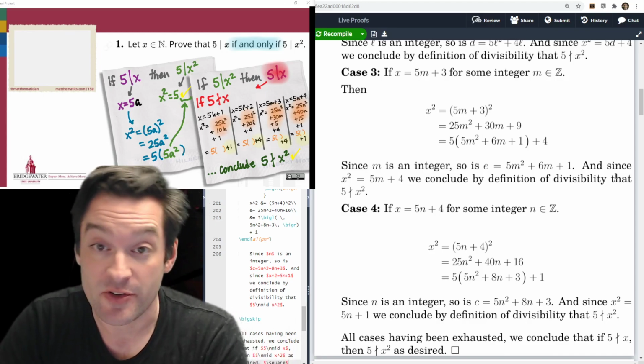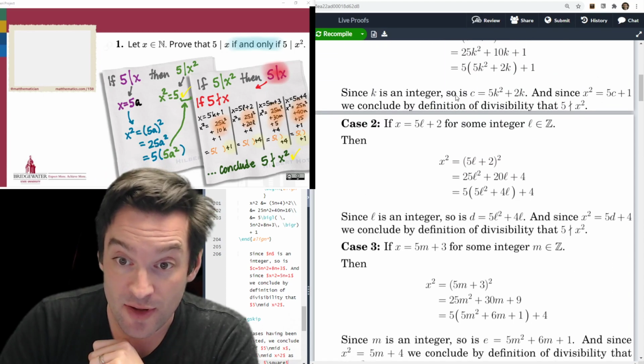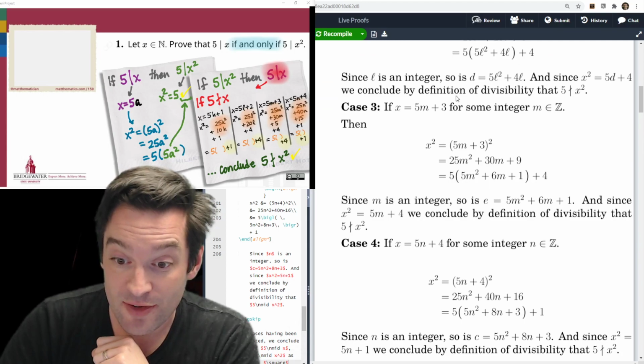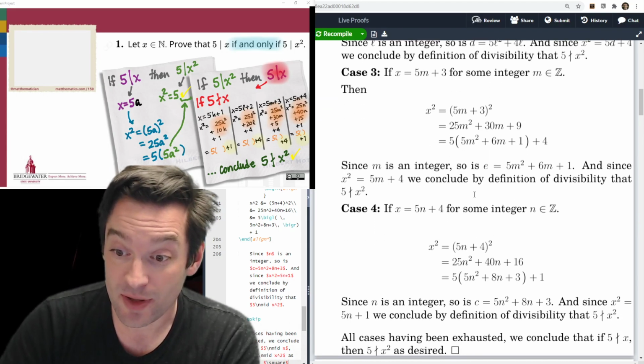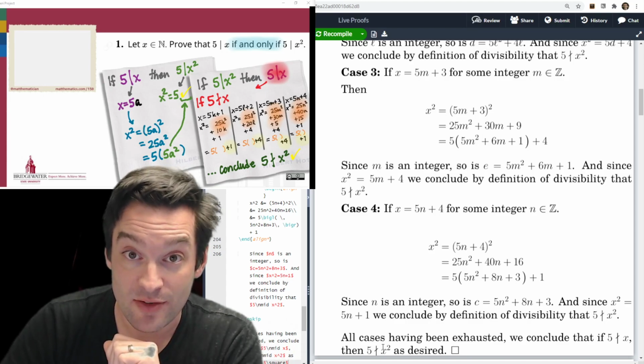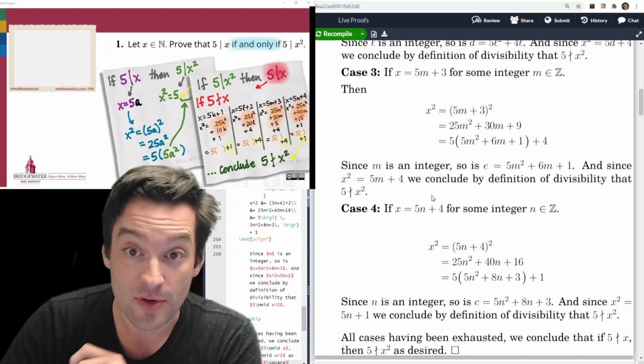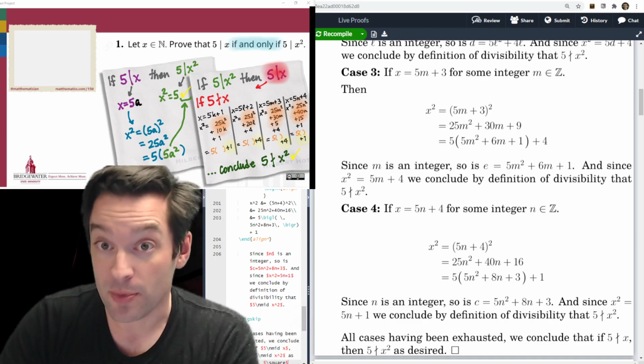So by definition of divisibility, 5 does not divide into x squared. And since we've done that for all 4 of our cases, and those cases exhaust all possibilities, we can conclude that if 5 does not divide x, then 5 does not divide x squared is true for all integers x. And that proves the reverse implication, which then concludes our proof.